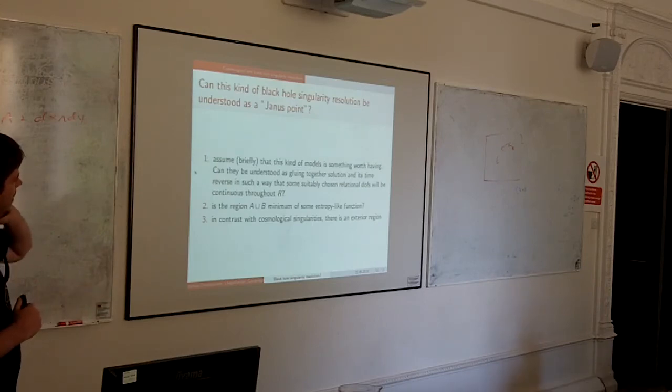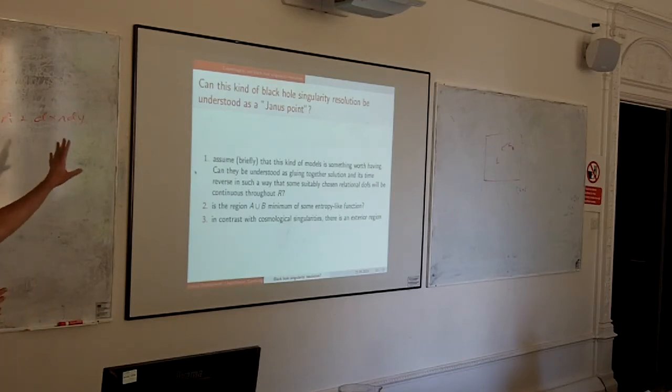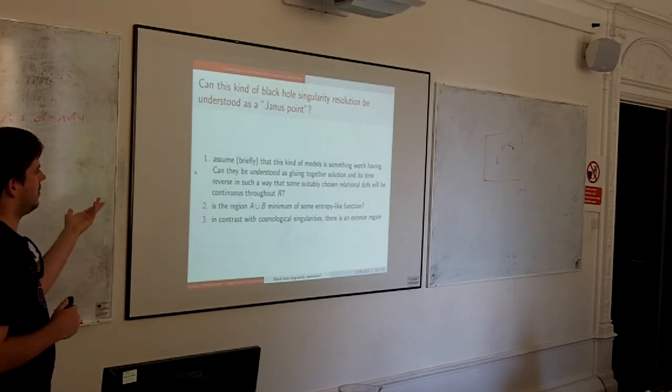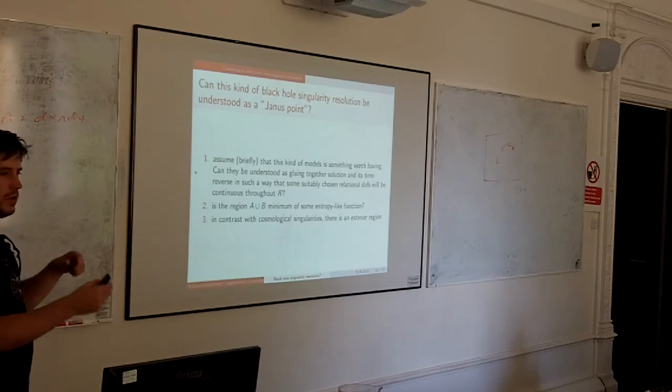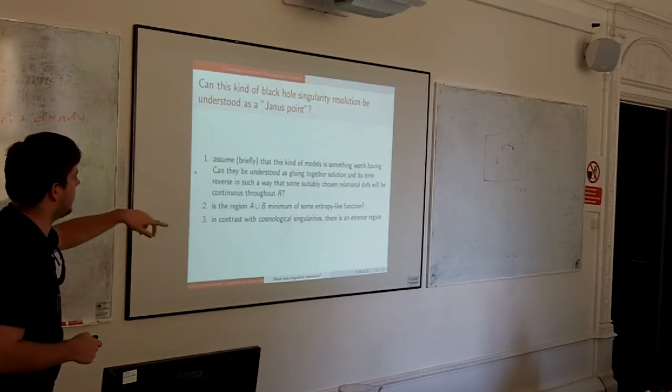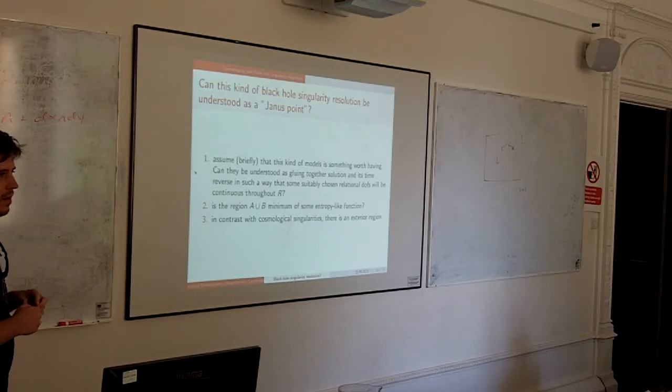So I guess an interesting thing to do would be this. Assume briefly that this kind of model is something worth having in your theory. Can those constructions be understood as gluing together a solution and its time reverse in such a way that some suitably chosen relational degrees of freedom will be continuous throughout? Oh, sorry, it's an artifact, regions A and B.